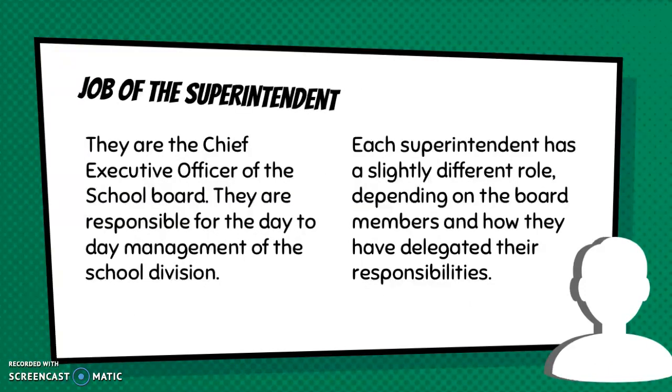So what does our superintendent do? They are basically the chief executive officer of the school board. They are responsible for the day-to-day management of the school division. Each superintendent has a slightly different role depending on how the board members have chosen to delegate their responsibilities. Ultimately, the school division board is responsible for how things turn out. So their job is to pick a superintendent that aligns with their goals and the vision that they have for the school division.